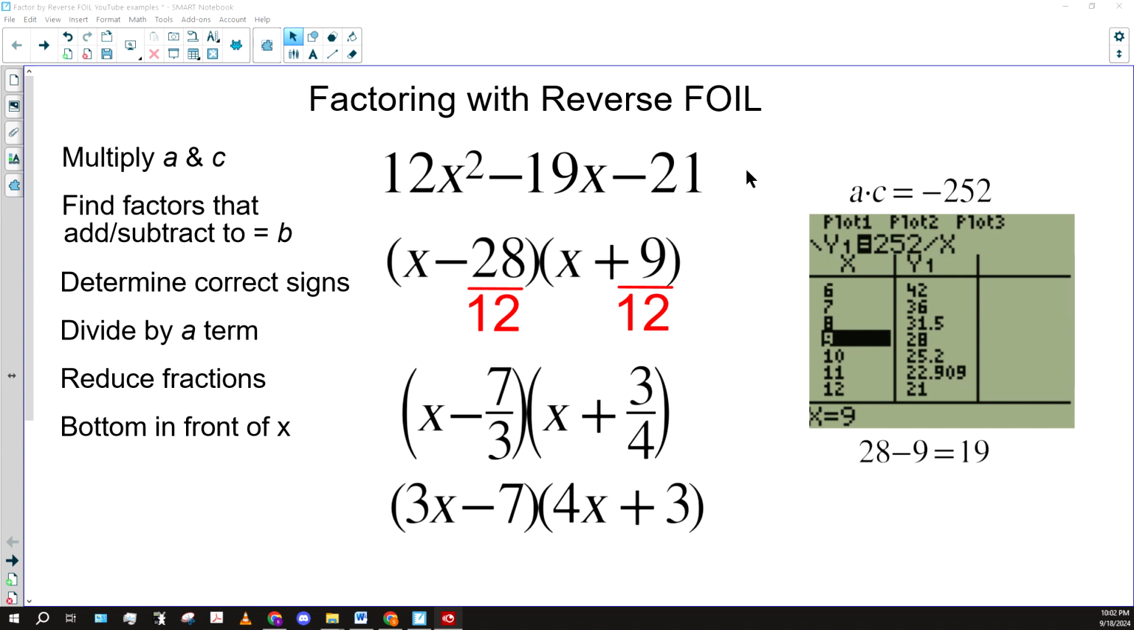Hi, I'm going to show you how to factor using reverse FOIL. There are multiple ways to go about doing this. I'm going to show you the method that I've been talking about in the classroom.